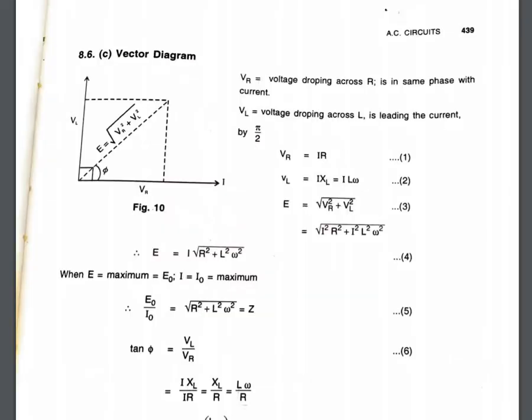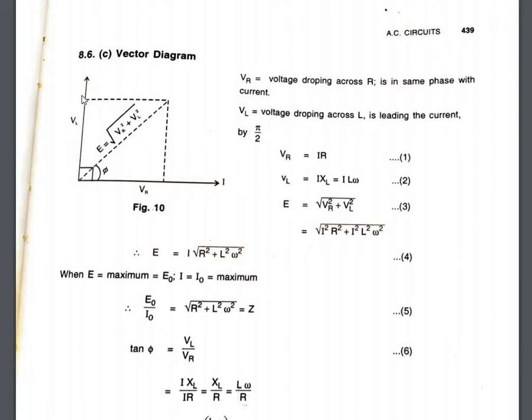Okay, so this is a vector diagram of an LR circuit. Here we are indicating the voltage drop across the resistance, because the voltage drop across the resistance is in the same phase with current I, as we discussed in the case of a purely resistive circuit where current and voltage are in phase. So this VR is the voltage drop across the resistance, which is in phase with the current.